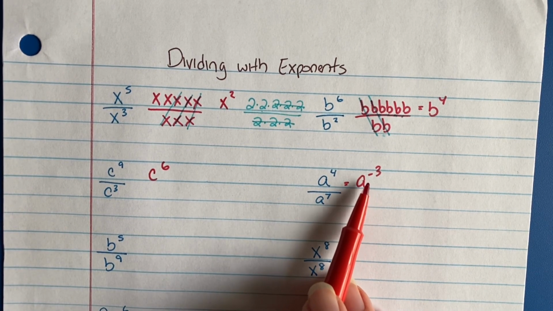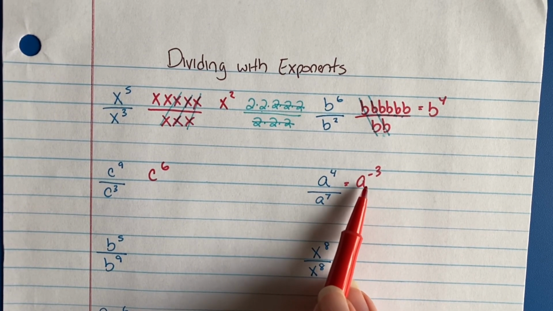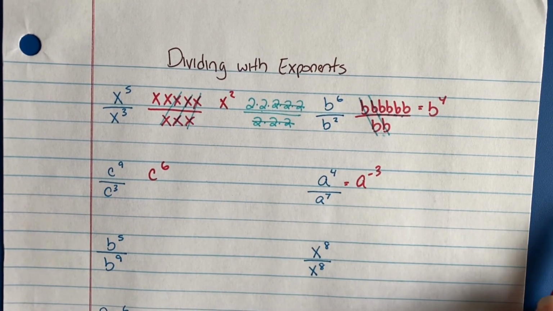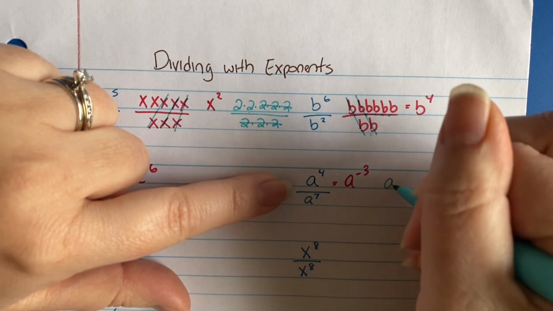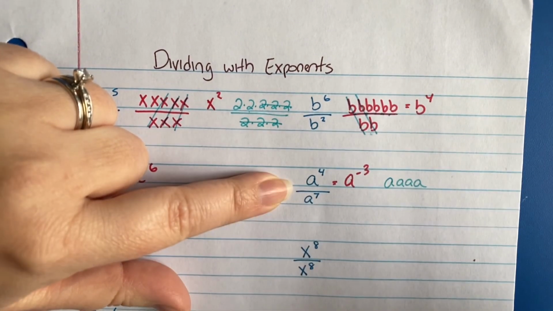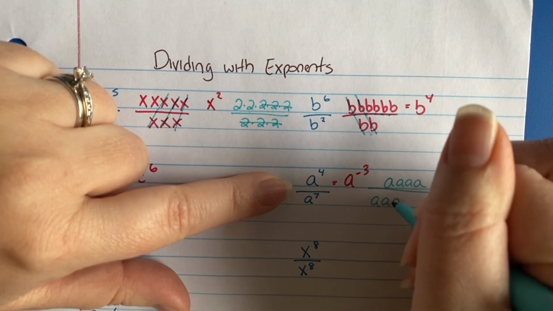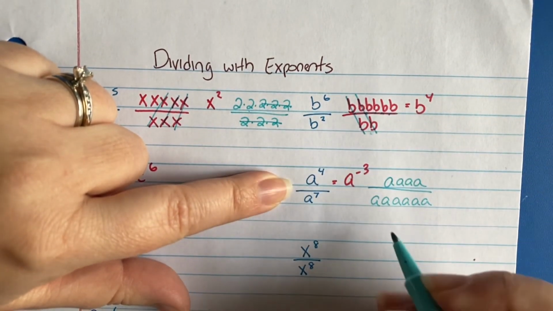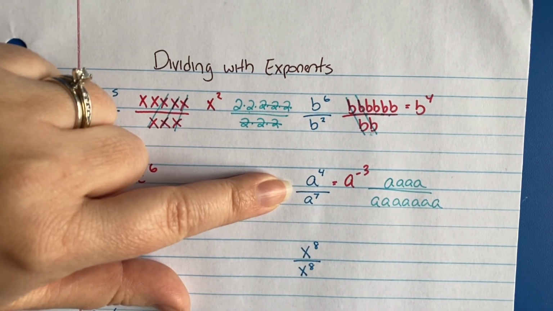Well, this negative means something. When I have something to the negative power, that actually tells me that this isn't quite right. There's something more to this problem. And when I expand it out, you're going to see what that is. If I have a to the fourth power, so a times a times a times a, over a to the seventh, a, how many is that? 1, 2, 3, 4, 5, 6, 7.